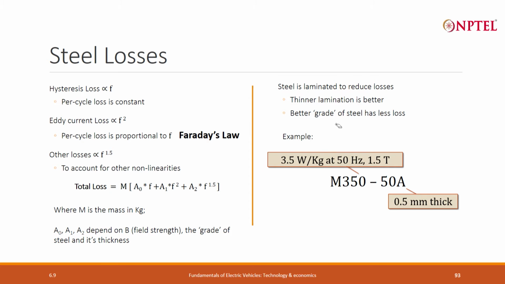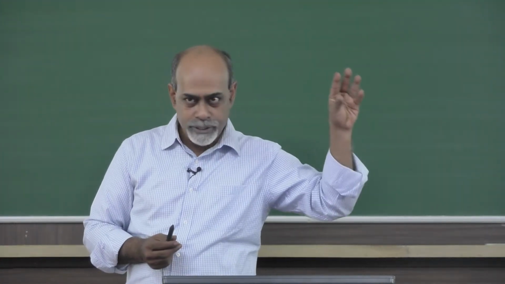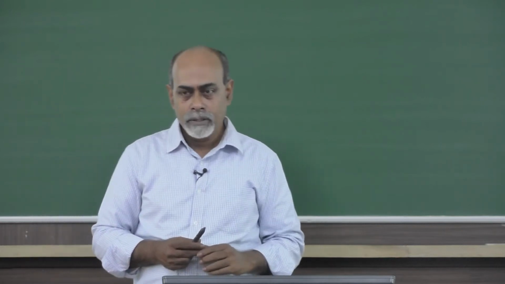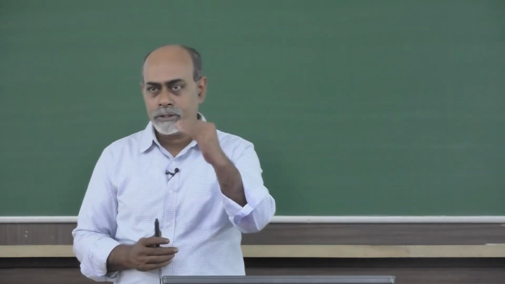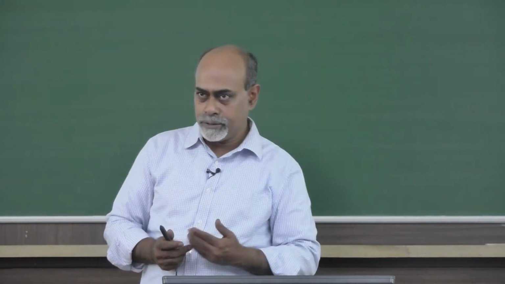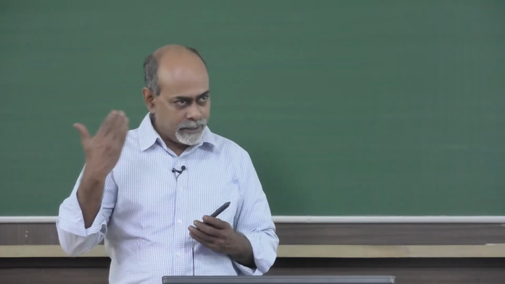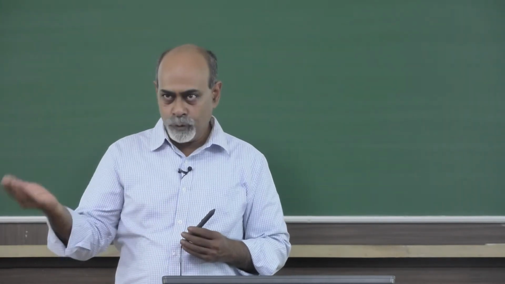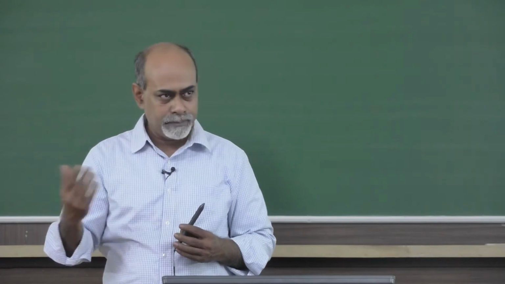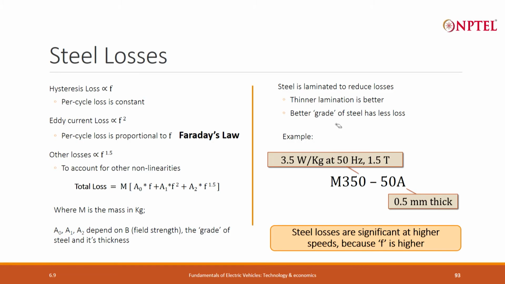So, I can have M270-35A. It means the grade is 270, it means I will get only 2.7 watts per kilogram under standard test conditions, and the thickness of the sheet is 0.35 millimeters. So, I can choose different grades of steel. A smaller number following the M is a better grade of steel, and a smaller number before the A is a thinner grade of steel, which is also better. And the selection of steel will become important if the motor is going to be running at high speeds, because at higher speeds the frequency is also higher.